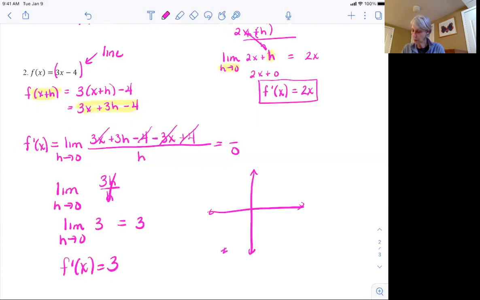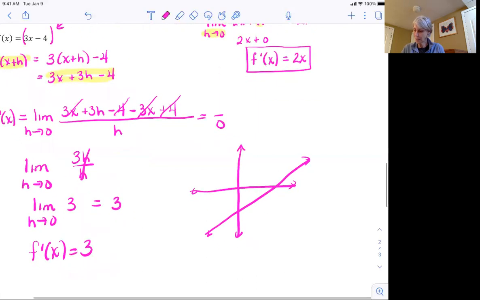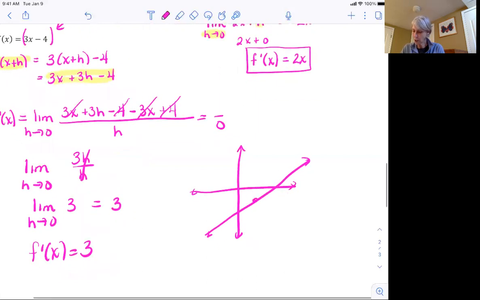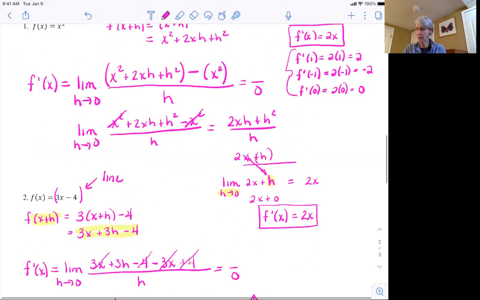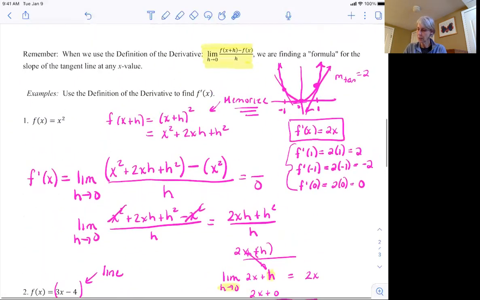3x minus 4. So what this means is no matter what value I plug in, the rate of change, no matter where I go on the function, is 3. The slope is 3 because the slope of the line is 3. Notice if we go back up into our parabola, our slopes change as we move around. The slope is not constant.